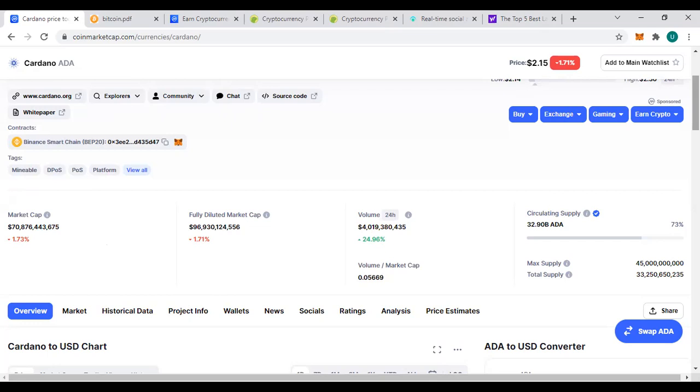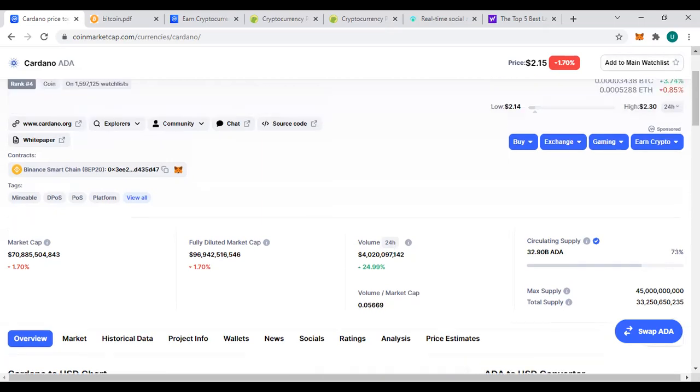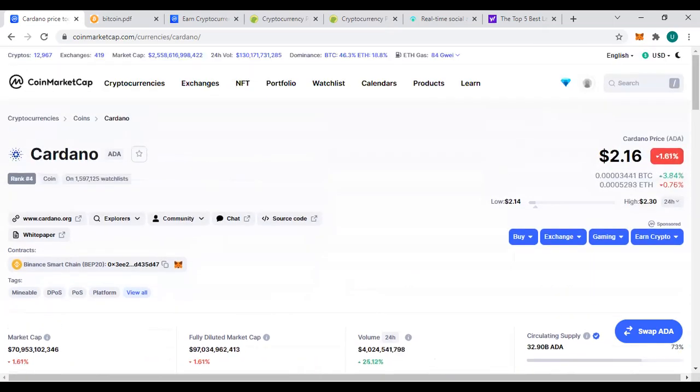So assuming ADA has just 1 billion circulating supply, we have the price at what? At $7. No, at 70. 70 will be the current market price of ADA. But because the circulating supply is extremely much, it's actually as low as this.